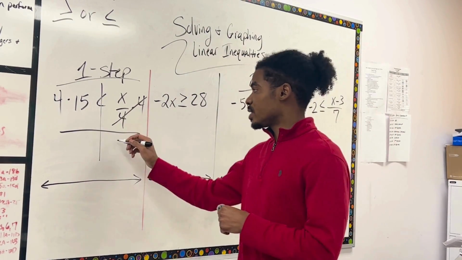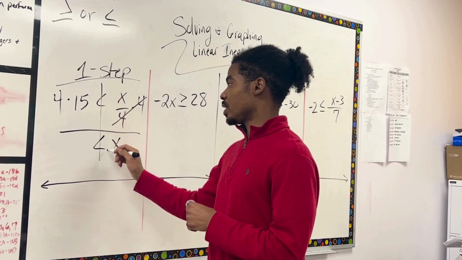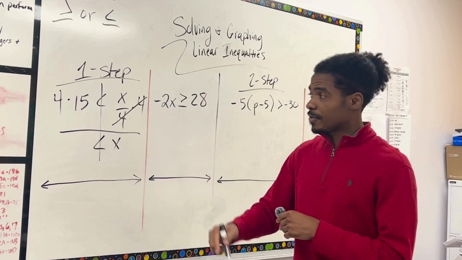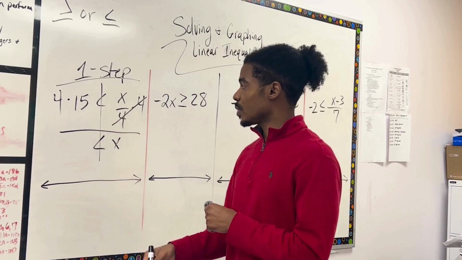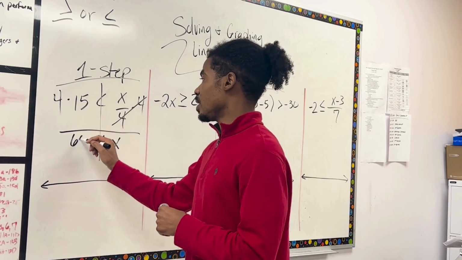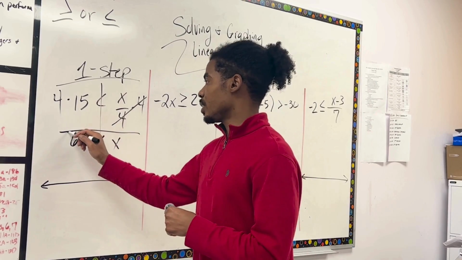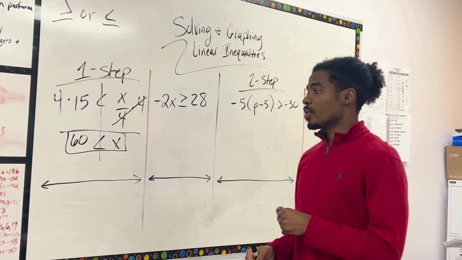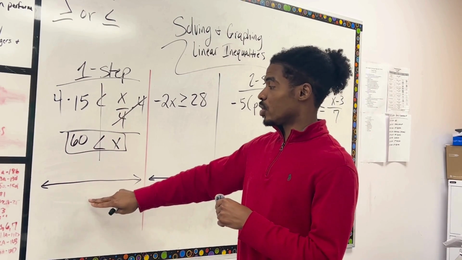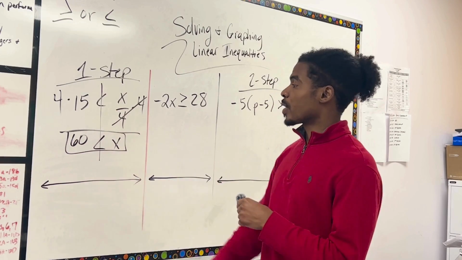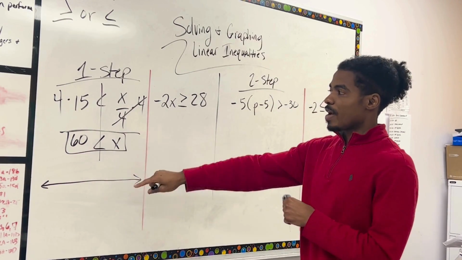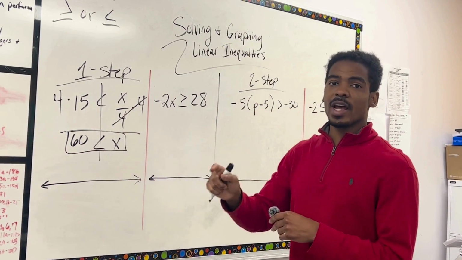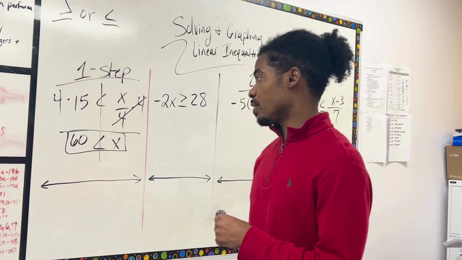Okay, I can bring that x down, keep this inequality, and then 4 times 15 will give us what? Okay, that will give us 60. Now for our answer, that would have given us 60 is less than x. Okay, but the next part of this, what we're going to do is we're going to graph it. So when you're dealing with graphing inequalities, you want to try to have your variable first, and I'll explain it a little bit further.